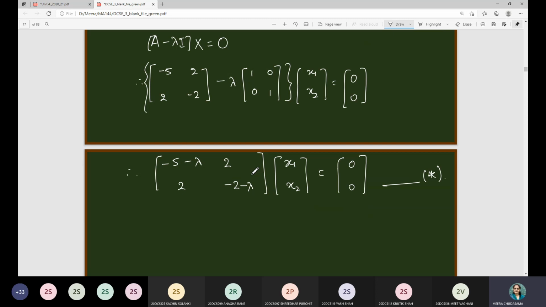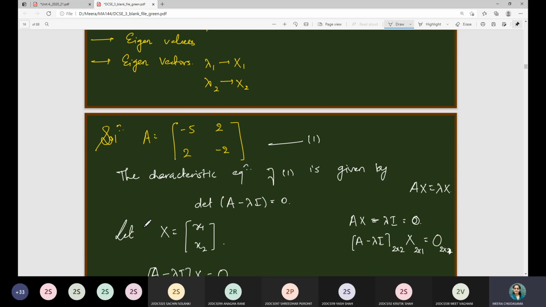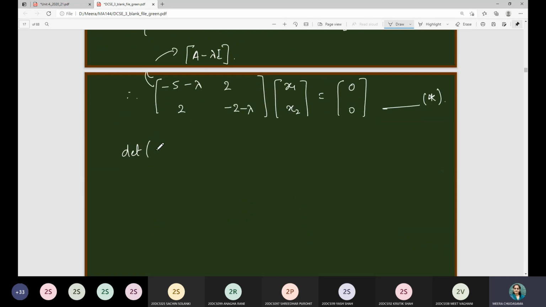Now here you can see the matrix we have derived is nothing but A minus lambda I. Now we have to start from the characteristic equation. The characteristic equation means determinant of A minus lambda I is equal to 0, which implies the determinant of this coefficient matrix, -5 minus lambda, 2, 2, -2 minus lambda, is equal to 0.